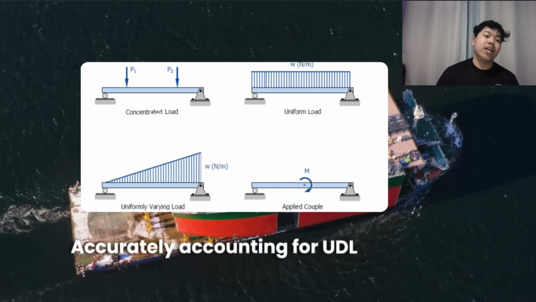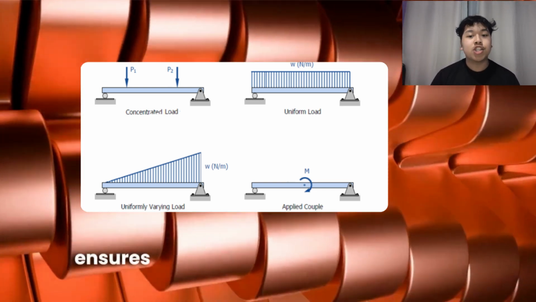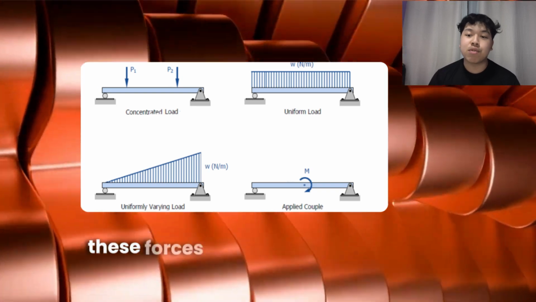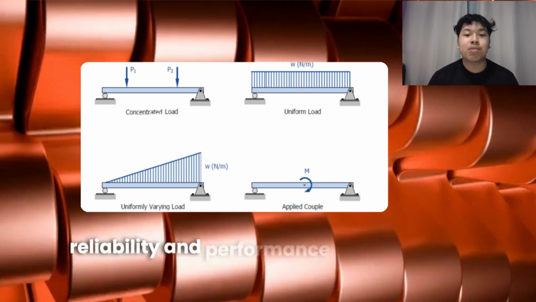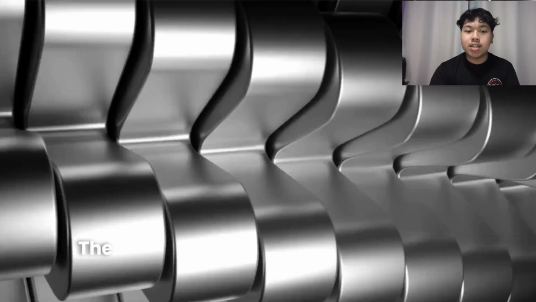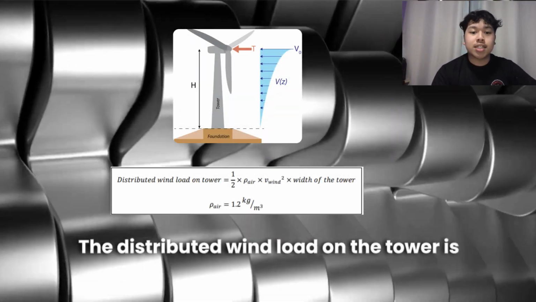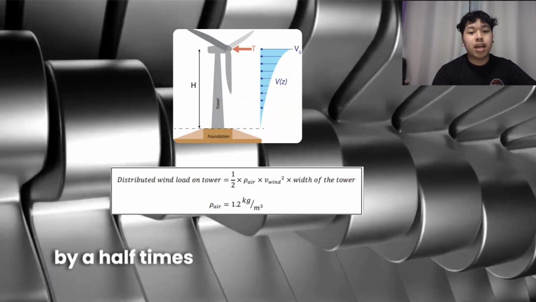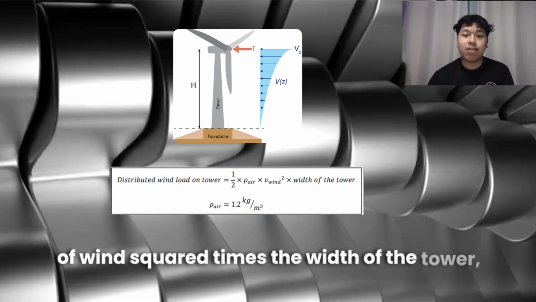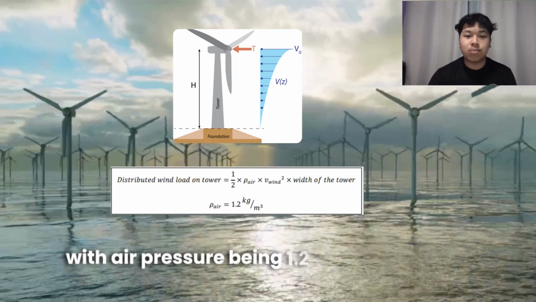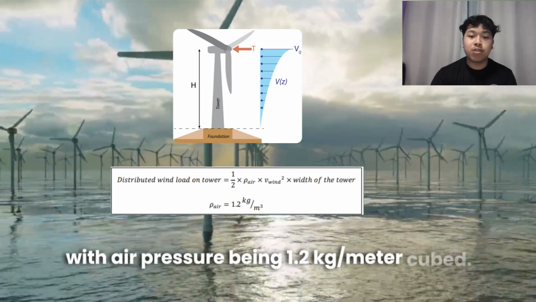Accurately accounting for UDL in design calculations ensures that the wind turbine can handle these forces without structural failure, enhancing its reliability and performance under varying wind conditions. The distributed wind load on the tower is calculated by a half times air pressure times the velocity of wind squared times the width of the tower, with air pressure being 1.2 kilograms per meter cubed.